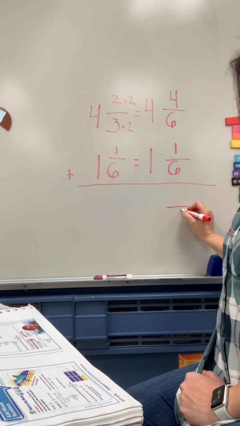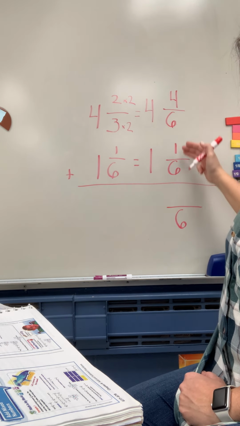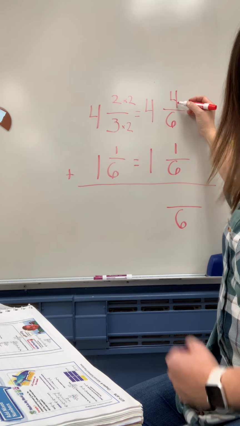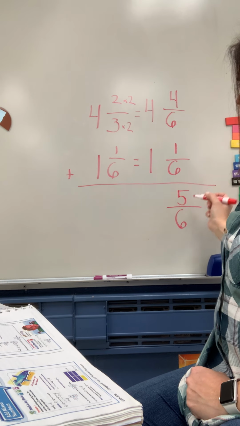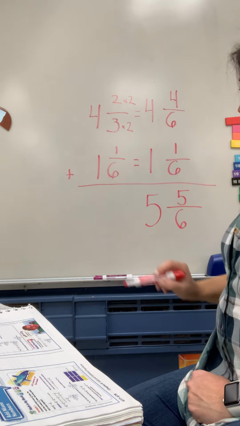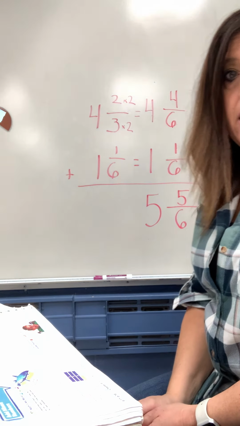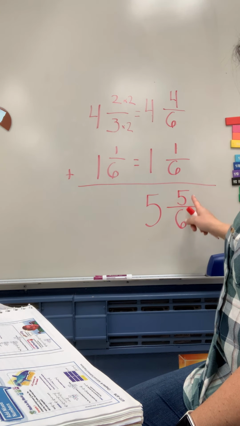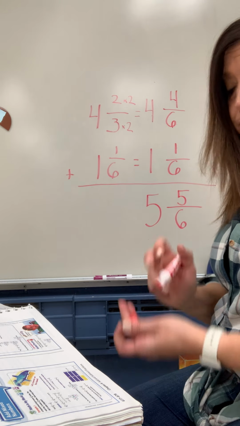So I'm going to bring that down into my answer because when you add and subtract, you keep the same denominator. And I'm just going to add my numerators. 4 plus 1 equals 5. 4 plus 1 as a whole number here equals 5. I ask myself, can I simplify that fraction? The answer is no, it's already simplified enough. The only common factor that they both share would be 1. So 5 and 5/6 is going to be your answer.